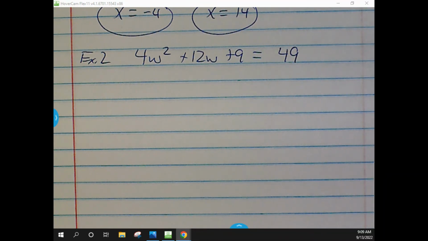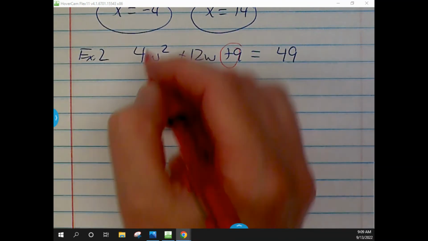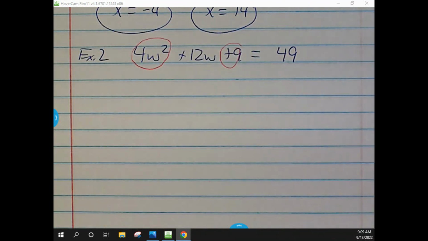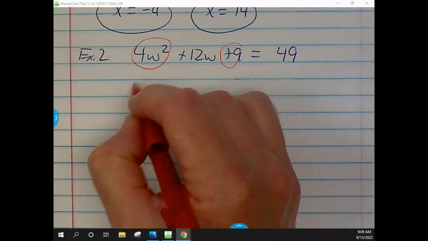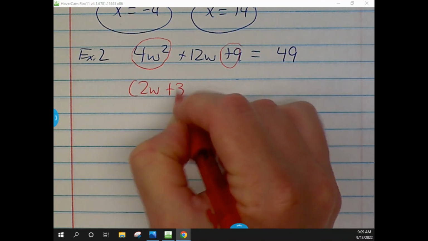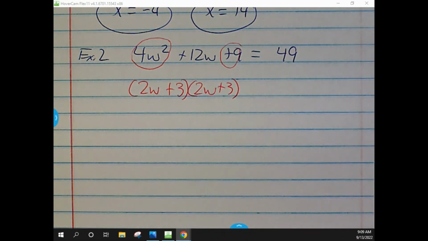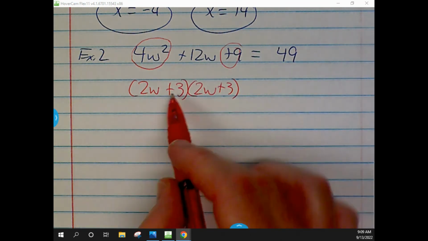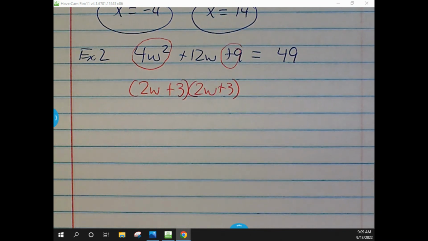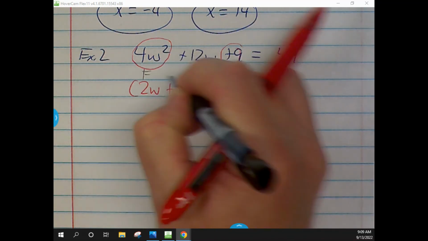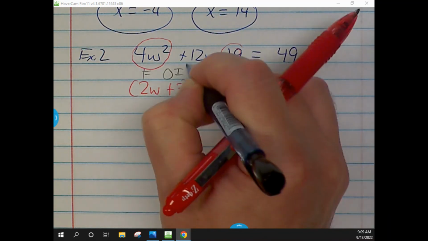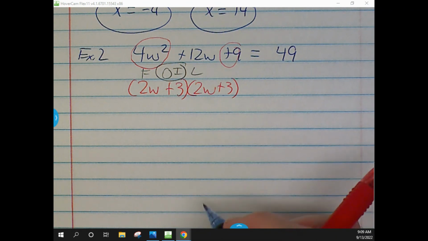All right, so here's the other option. This is a perfect square number, that'd be 3 times 3, right? The first number is also a perfect square number, 2 times 2. So the shortcut check is, could that be 2w plus 3 and 2w plus 3? Because we know 2 times 2 will get us 4, and 3 times 3 is going to get us 9. Then if we do the full method, does the middle term come out to be 12?